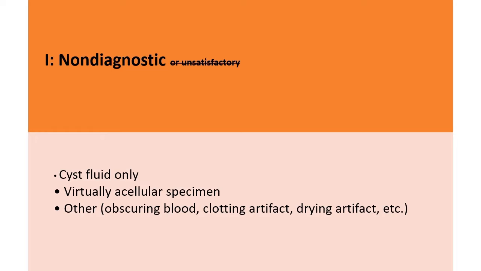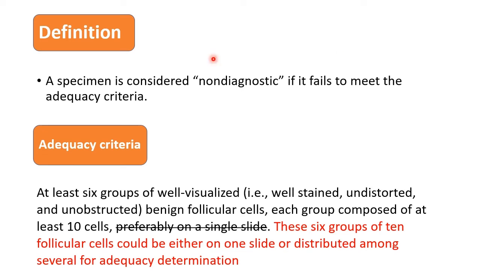So now I will briefly highlight the changes in categories 1 and 2 in the Bethesda system for reporting thyroid cytopathology 2023. We have already discussed in detail category 1, that is the non-diagnostic category. An alternative name for this category is not available now. The subcategories remain the same. The definition is the same, and the adequacy criterion of at least 6 groups of well visualized, that is well stained, undistorted and unobstructed benign follicular cells, is required. Each group is composed of at least 10 cells.